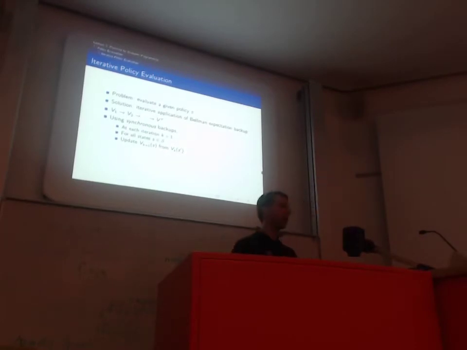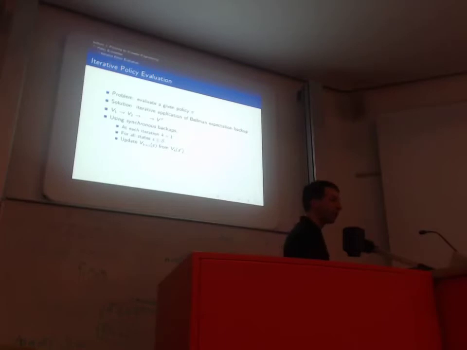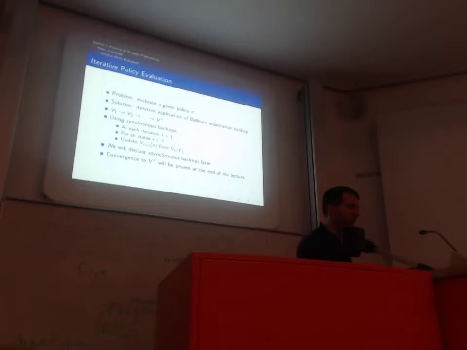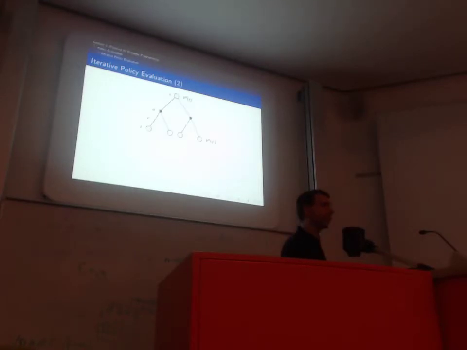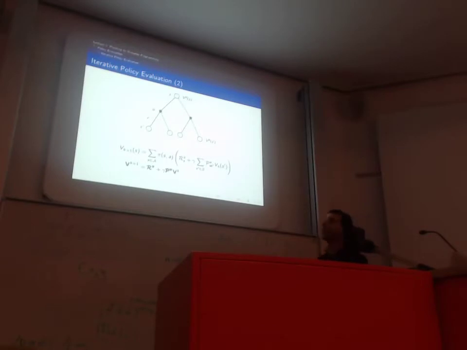So synchronous backups means that we do this for all states in our state space simultaneously in each iteration. And we'll talk later about asynchronous backups and what advantage they may give. And we'll come back to the theory. Okay, so here's our Bellman equation again. The way we can think of this Bellman equation is, again, I flashed these diagrams up briefly last week. But essentially what these diagrams mean is they're look-ahead trees.